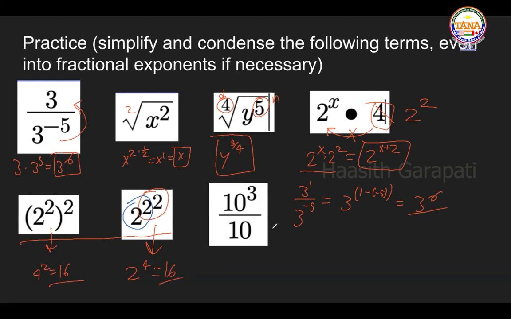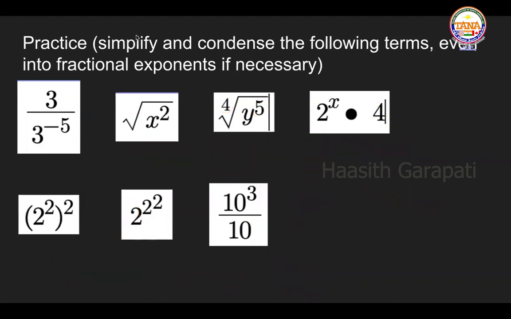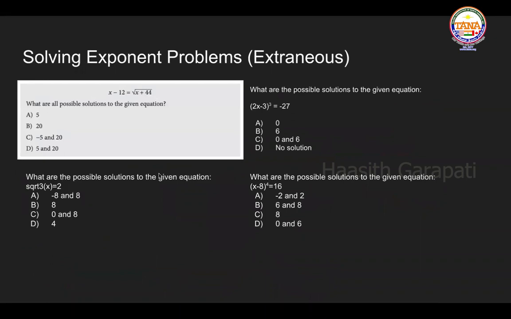So yeah, that's that. Okay, this next question, 10 over 3. Okay, simple fractional rule. 10 to the power of 3 minus 1. Imagine there's a 1 there. That's equal to 10 to the power of 2, simple as that. Okay, so that's pretty much exponent manipulation in a nutshell.